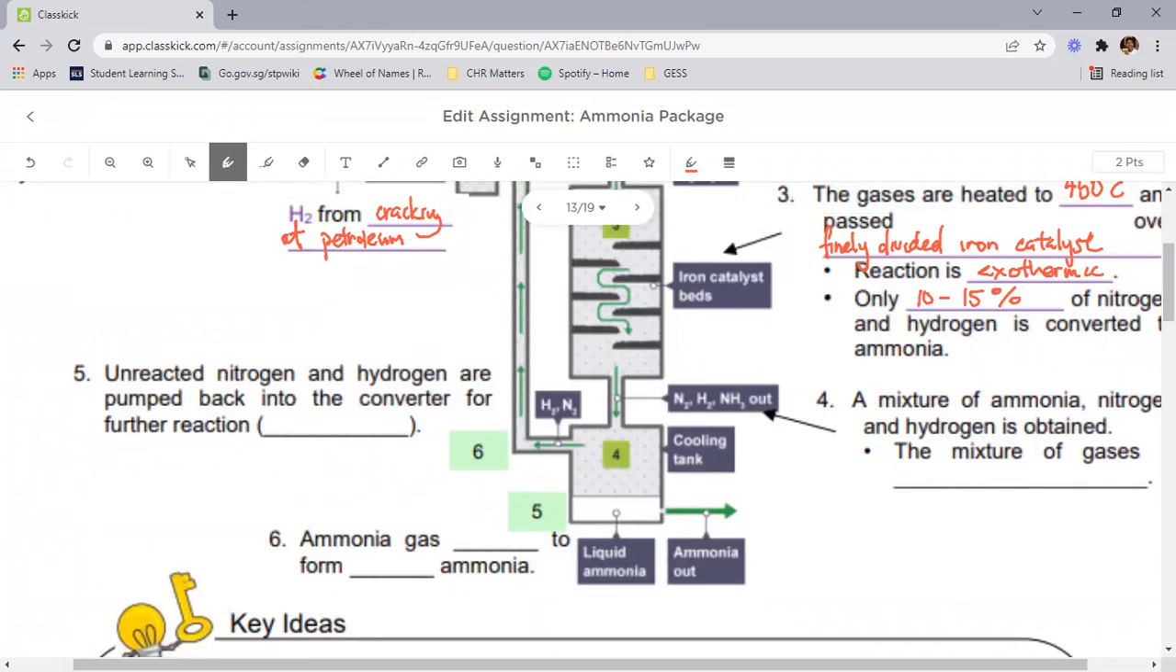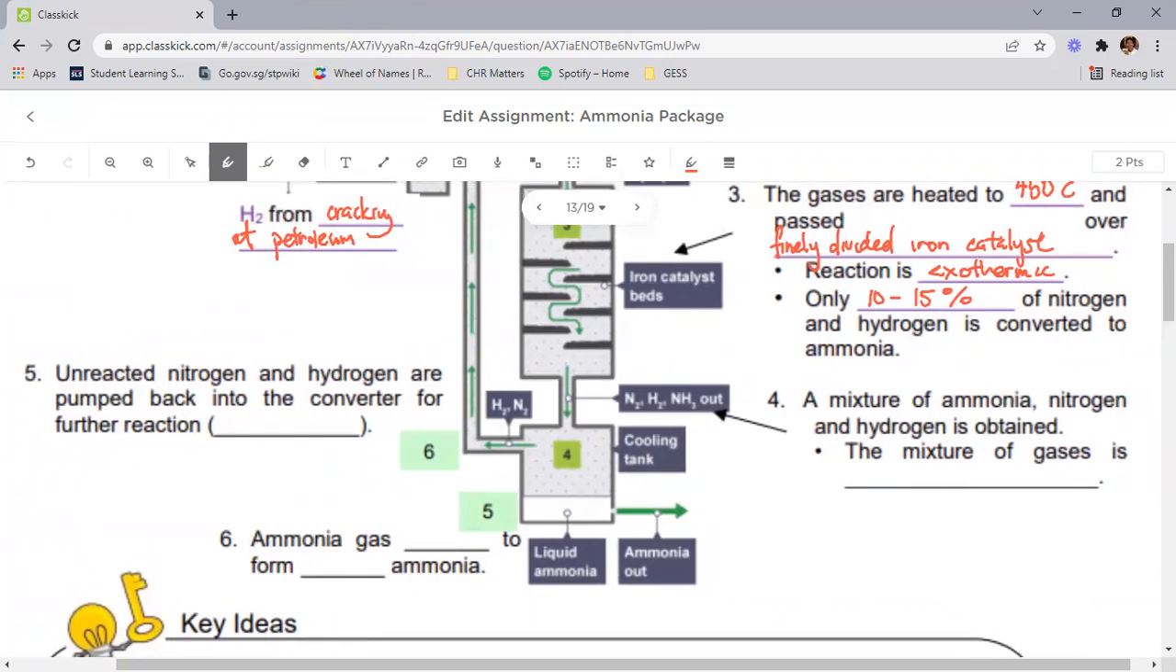The mixture, before they pump it back, goes through a cooling tank. What the cooling tank does is it cools the gas down so that my ammonia can be condensed. The unreacted nitrogen and hydrogen are pumped back into the converter for further reaction. So in a sense, this is sort of like recycling. Then because it is cool enough, the ammonia gas actually condenses to form liquid ammonia.